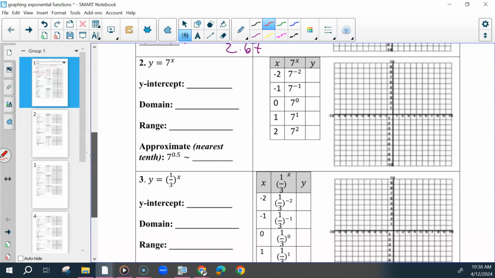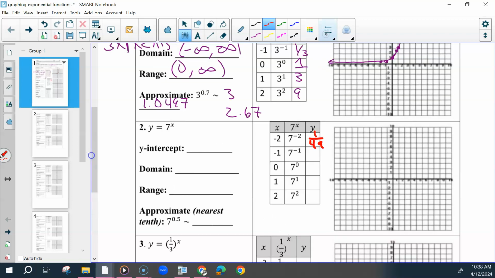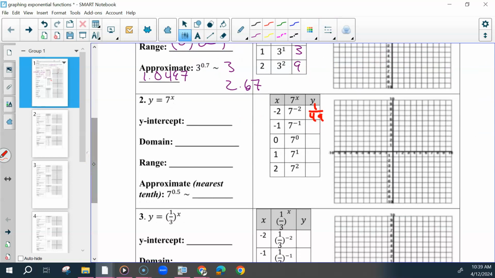So in this one, 7 to the negative second would be what? 1 over not 14, but 49. And then 7 to the negative 1, 1 over 7. 7 to the 0, 1. 7 to the first, and 7 squared. So we obviously can't graph 49, but we can graph the other ones to the best of your ability.